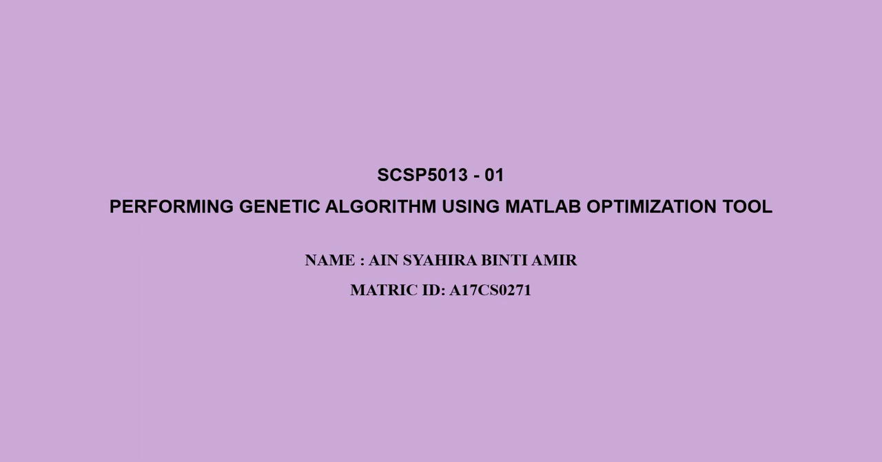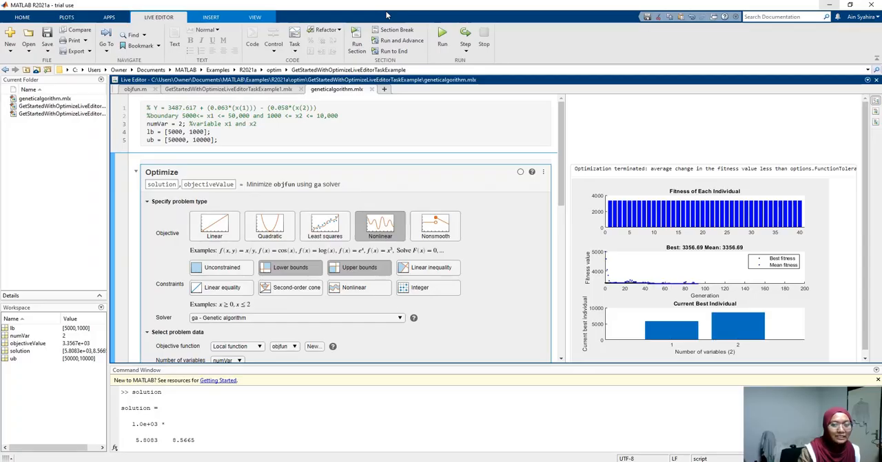My name is Syahira Amir and my Matric ID is A17CS0271. In this video, I will explain to you how to perform genetic algorithm using Matlab optimization tool.